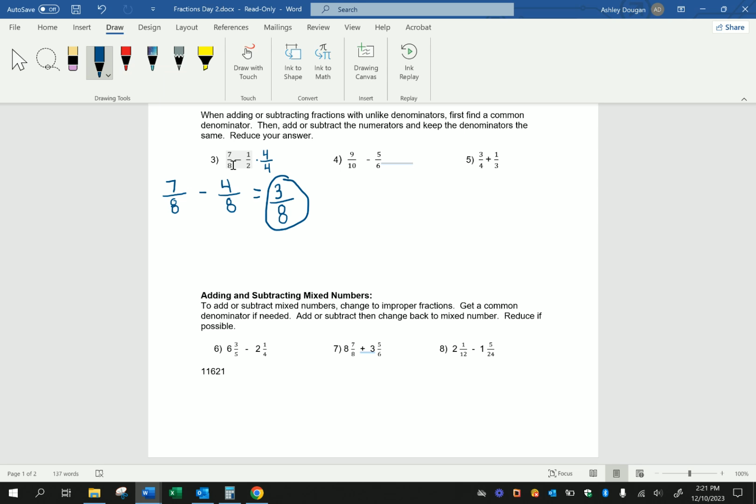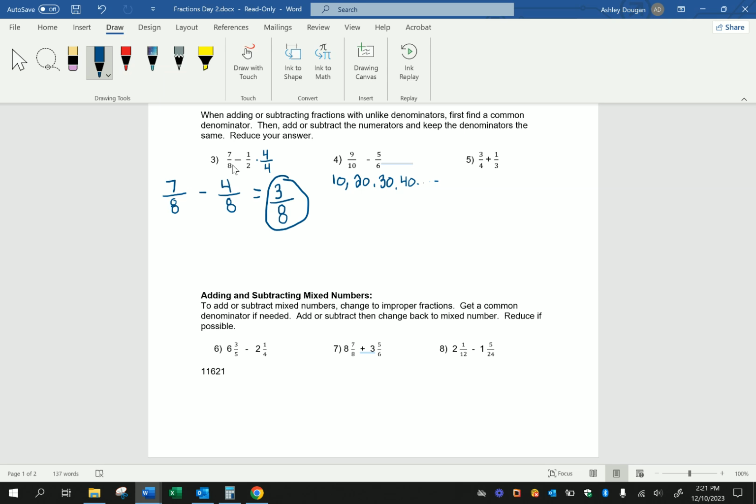If I look at number 4, again, I have the same thing. I have denominators that are different. So I'm looking for the least common denominator, the least common multiple. What's the smallest number that's a multiple of 10 that's also a multiple of 6? And so if I'm not sure, again, I'm just going to start listing out multiples of 10. 10 times 1 is 10, times 2 is 20, times 3 is 30, times 4 is 40, and I could go on and on.